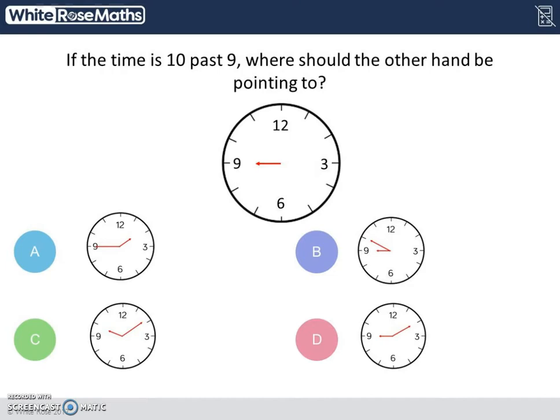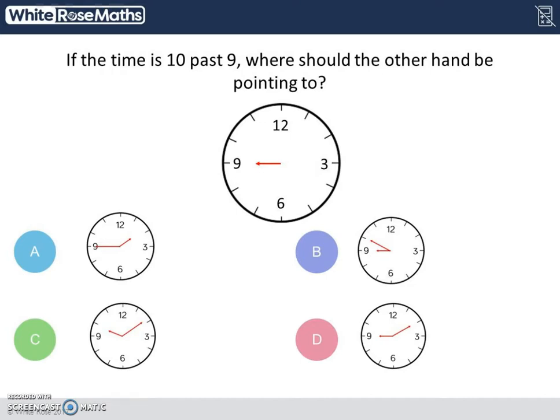Excellent. The answer to this is D. So we're looking at 9, which means 10 minutes past 9. And we know that the small hand is the hours, and that's pointing to 9. And then we're thinking about those divisions, those jumps, and we can see the long hand, which represents the minutes, is going to be 10 minutes past the hour. And we can see that on clock D.